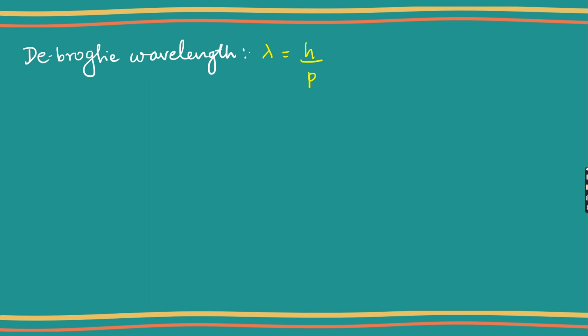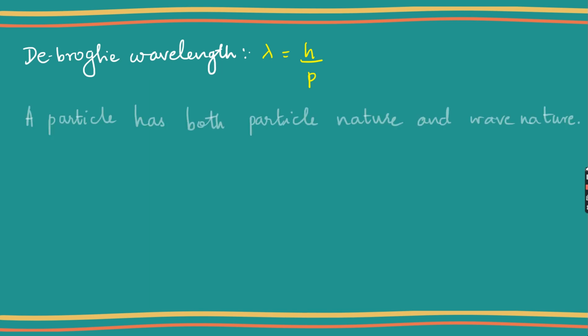So we know that the de Broglie wavelength is lambda equal to h by p, where h is the Planck's constant and p is the momentum. According to the de Broglie hypothesis, a particle has both particle nature and wave nature. So I can say that a particle has either a particle nature or a wave nature, not both at the same time. It can either behave as a particle or as a wave.